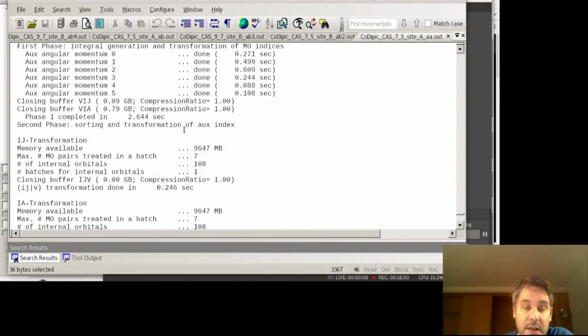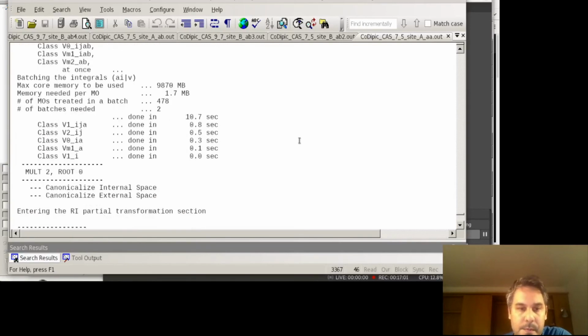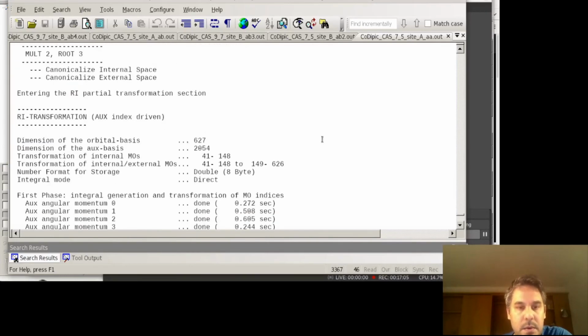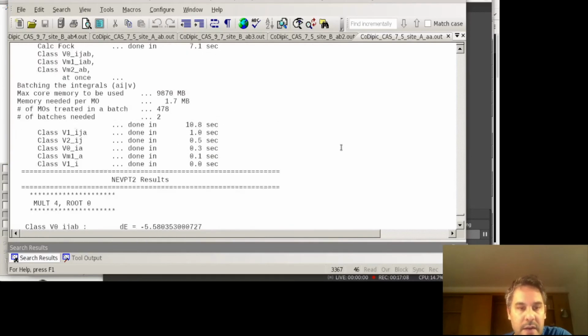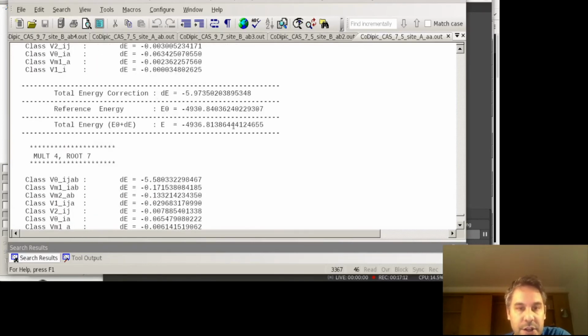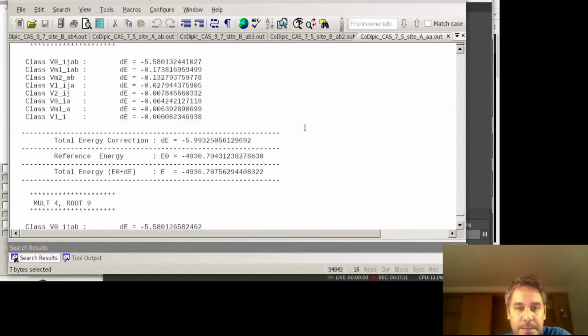So this is the longest part of the calculation. It becomes much slower if you increase the active space, if you increase the basis set, and if your molecule is larger. And after this, we have all the energy corrections for the different roots. It's a lot of information on how different types of excitations have contributed to the energy.